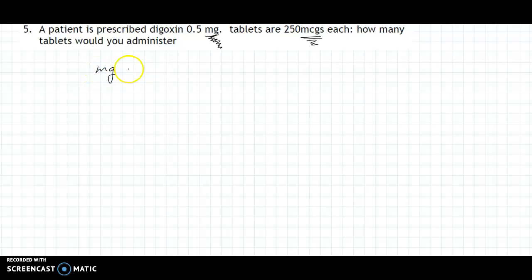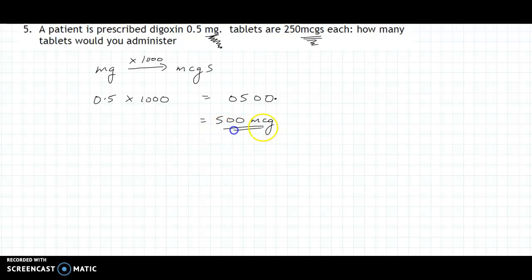Mgs, if we're converting them to micrograms, we have to multiply by 1,000. So that's going to be 0.5 multiplied by 1,000. Hop the decimal point 3 places, and we get it started here. So 1, 2, 3 lands here. So we end up with 500 micrograms. This is the amount prescribed, right?